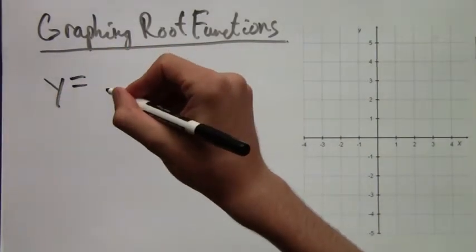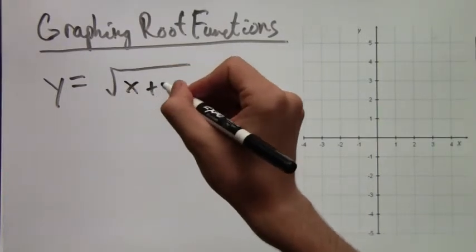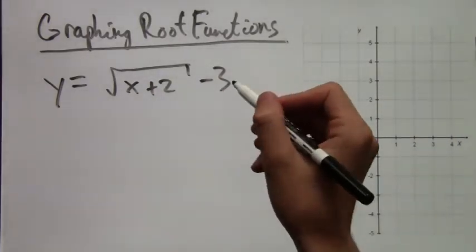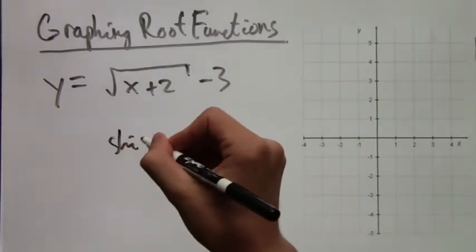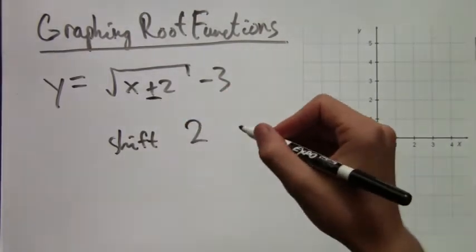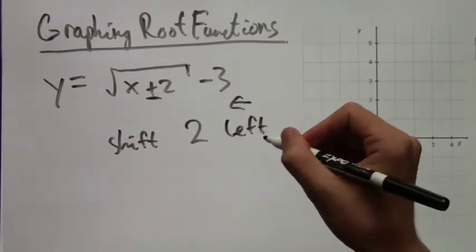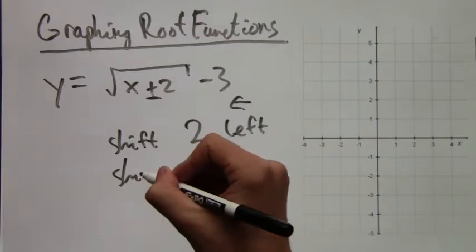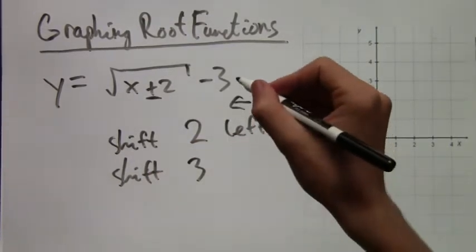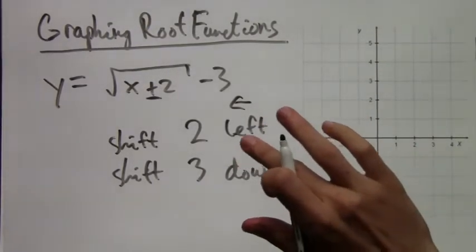y equals the square root of x plus 2, minus 3. So this is going to be pretty much the same function as just the square root of x, but it's going to have some shifts. Now we have a 2, and so it shifts 2, and we have to decide the direction, and the direction is to the left. It's to the left because it's inside the square root, so it has to be horizontal. And it's plus, so it's to the left. On the outside we have minus 3, and since it's negative, it's going to be down.